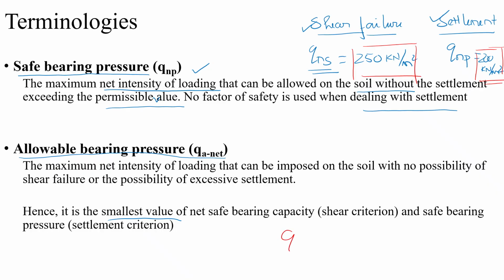So QA net is equal to least of net safe bearing capacity from shear criteria and safe bearing pressure from settlement criteria. You should always choose the least value of shear failure and settlement criteria. Maybe sometimes shear failure criteria will be having a lesser value when compared to settlement criteria. Anything is possible, but keep it in mind that you should always choose the lower value.